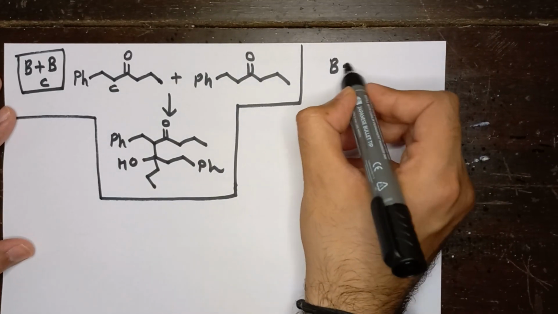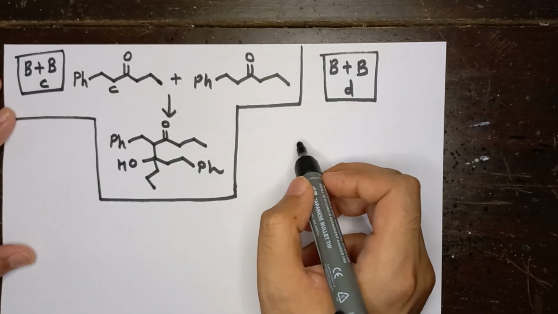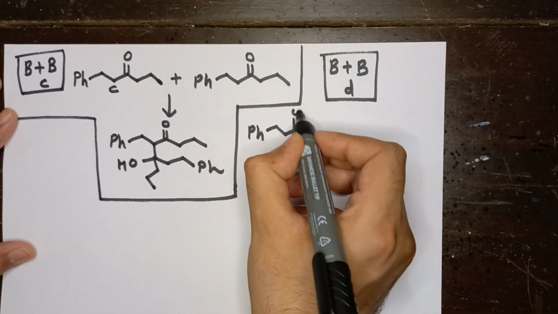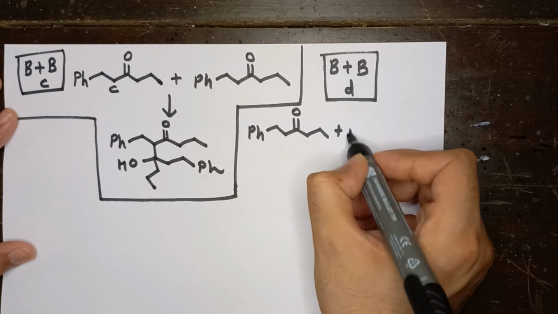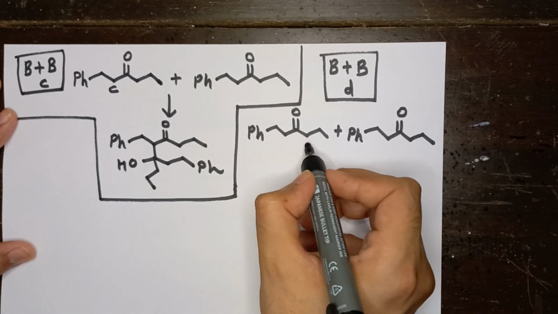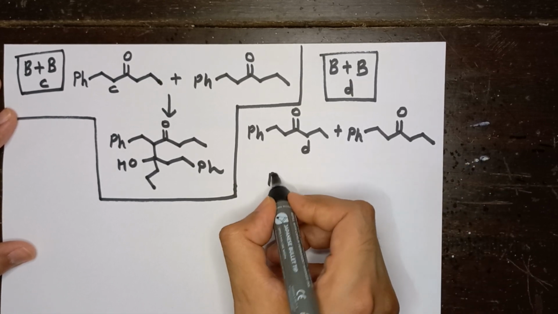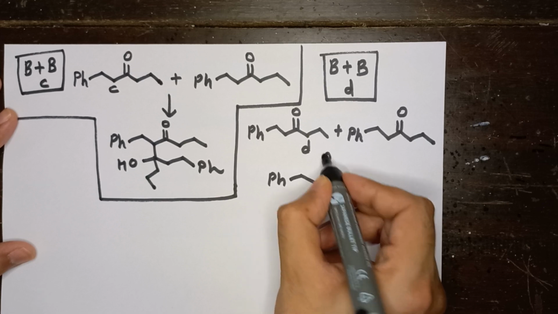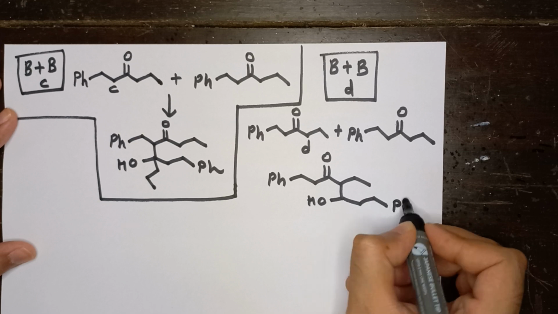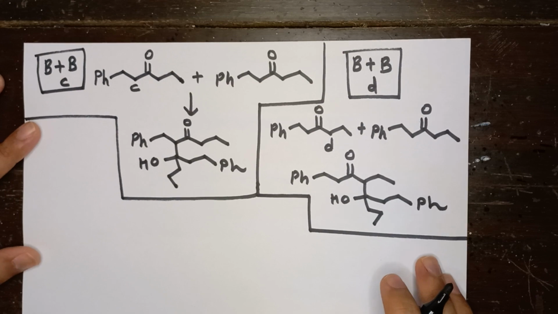Now B can react with B from D side. So this is my D side, connecting this carbon with this carbon, converting it into OH. This is my another product.